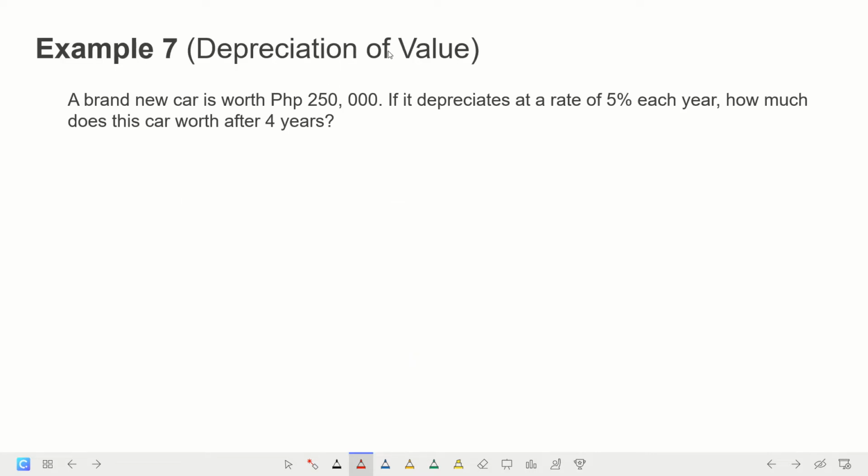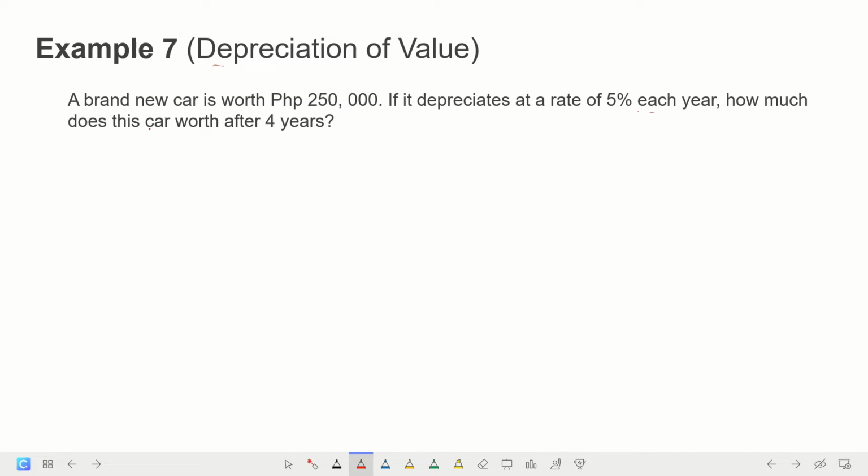So example number 7, to continue. Example number 7 is for depreciation of value. Suppose a brand new car is worth 250,000. If it depreciates at a rate of 5% each year, how much is this car worth after 4 years?